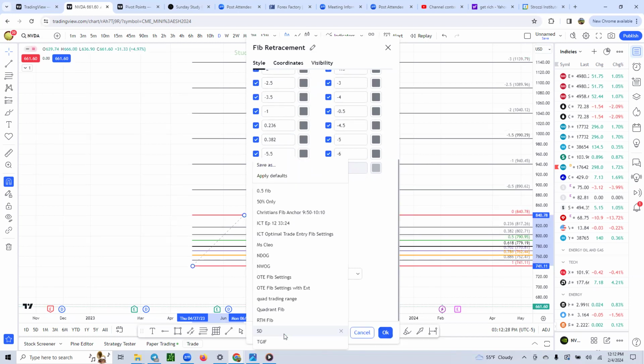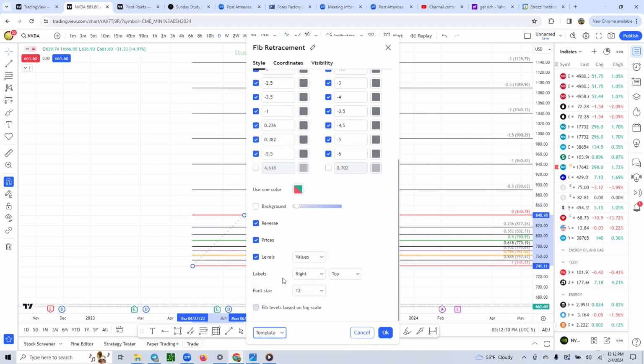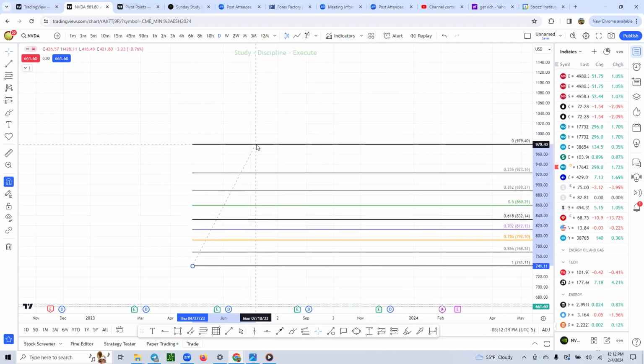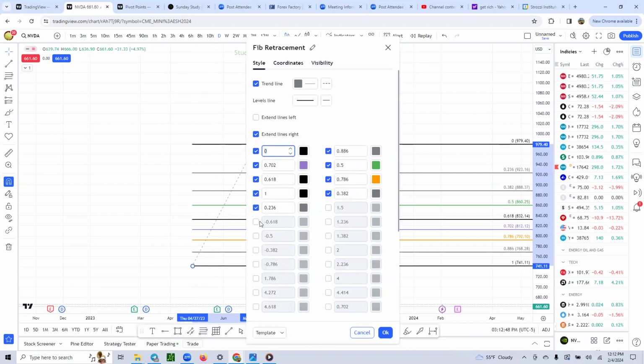I also use one that doesn't have the extension. So it's the same as the one with the extension, but it just doesn't have all the levels up there, because sometimes I'm just measuring price in this area here and I don't even care about the extensions. So I have this one here. Basically this has the same settings as the previous one, but it just doesn't have all these other levels. It just has the ones that are within the 100 and 0. So those are the settings for that fib.